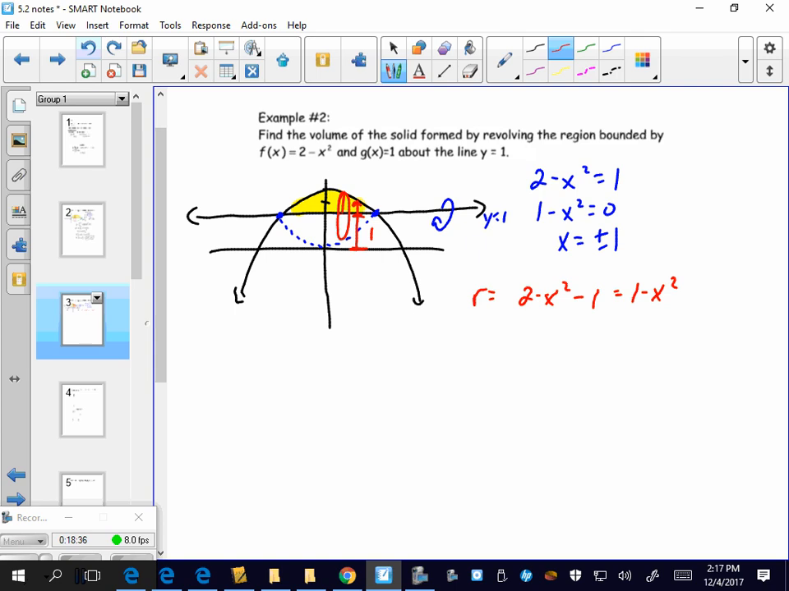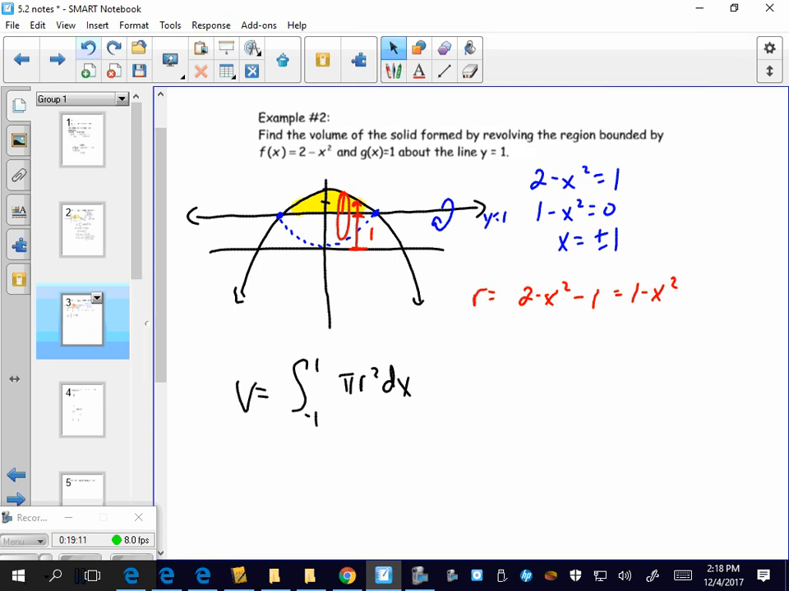So I now have my radius. I have my bounds, so I know I'm going to integrate from -1 to 1. And we know that the function is 2 minus x squared. That's the part that's getting revolved around the line y equals 1. So I'm going to integrate from -1 to 1. And this is going to be my volume when I revolve it. I'm going to integrate pi r squared, because I'm creating a bunch of circles, dx. And we have the radius, we have pi. We should be able to fill those things in and figure out what the volume is.